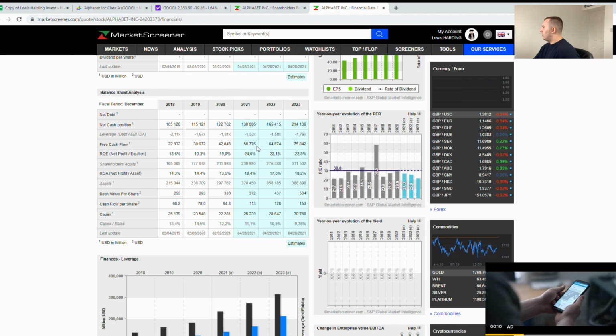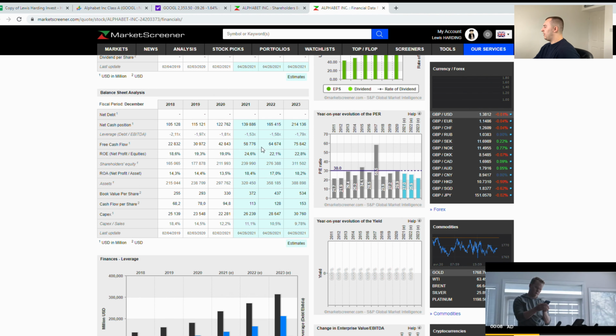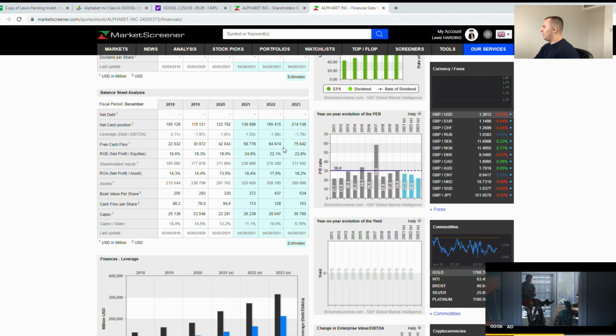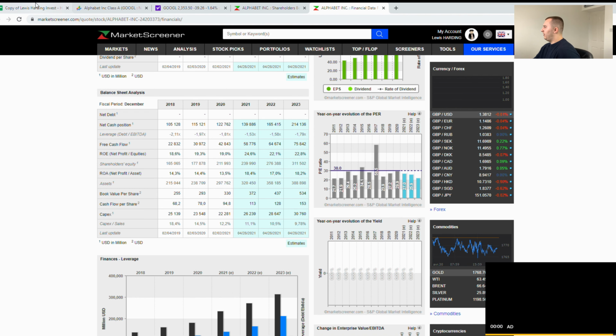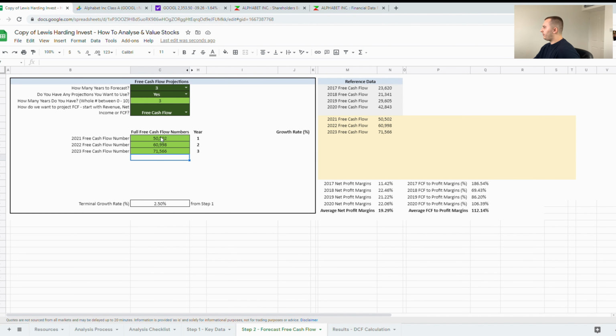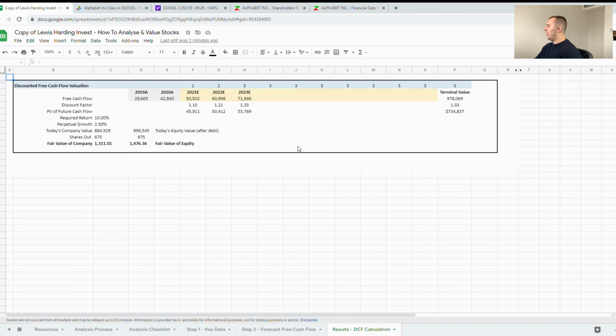So let's have a look. These figures have definitely been updated since Google's earnings, so I'm not going to change them on the discounted free cash flow, but let's say these figures, I'll pop into here. Let's be conservative and leave those figures there. So we've predicted the free cash flows, and now we can go on to the final step, which is calculating the fair value of the company.